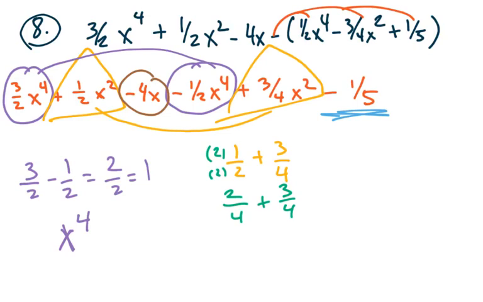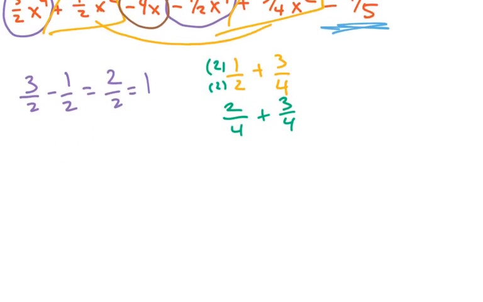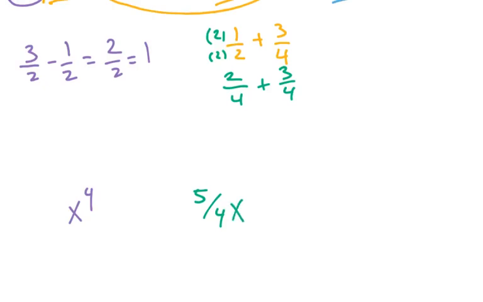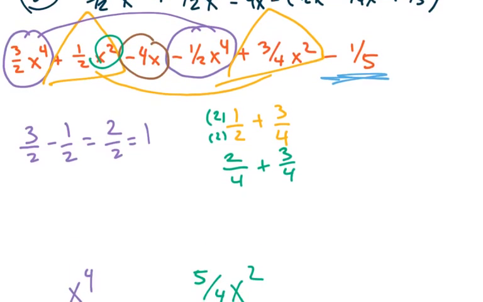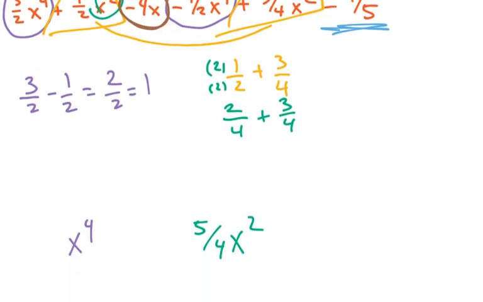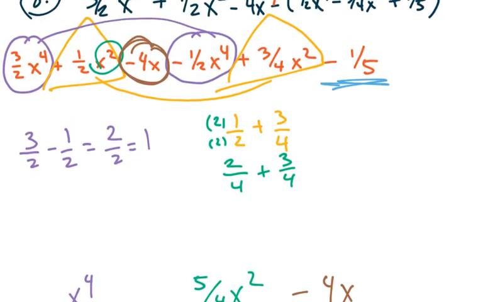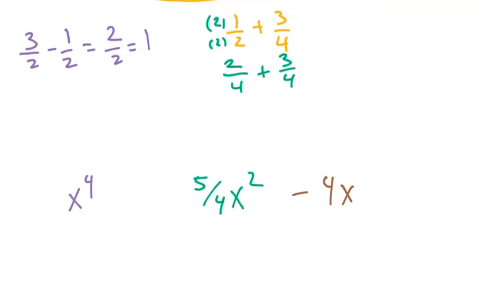So let me do this. Let me put this x to the, what did I say, x to the 4th. Let's put that a little lower. And this is going to give me 5/4 x squared. And the rest of it doesn't match up. So the negative 4x is just negative 4x. And the minus 1/5 is just minus 1/5. And there's my answer.